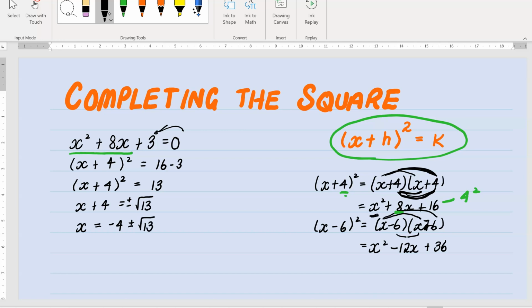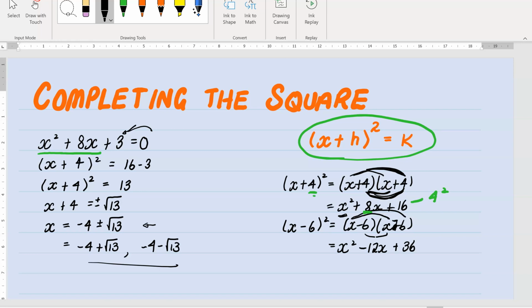Remember, this means you've got two solutions. It's minus 4 plus root 13, and it's minus 4 take root 13, but I don't want to write it out like this. I just leave it in that form there. Short, sharp, shiny, all done.